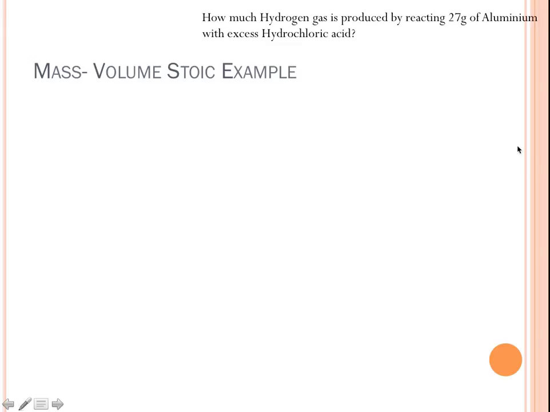Okay? So, if we want to know how much hydrogen gas is produced by reacting 27 grams of aluminium with excess hydrochloric acid. So excess, remember, that means we've got more than we need. Here's our balanced equation. It's a bit of a complex one. We've got slightly complex ratios. We've got to make sure it's balanced before we do anything else.